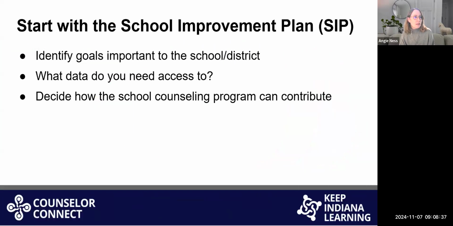One of the things I wanted to try to do was connect it to the school improvement plan, because we know that as long as our comprehensive school counseling program is connected to school improvement and what's important to our administrators, we're more likely to get some ideas or some buy-in from our admin, which goes a long way.